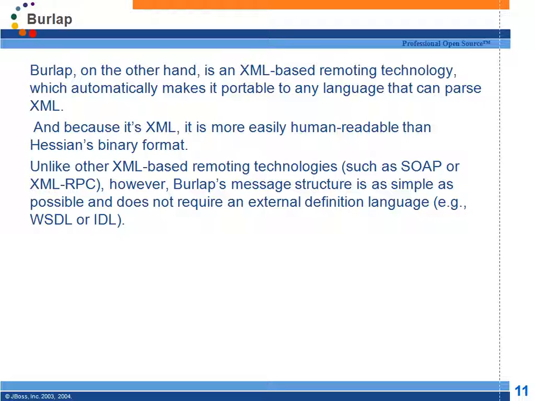Burlap, on the other hand, is an XML based remoting technology. It will exchange messages between client and server using XML, which automatically makes it portable to any language. So if you have exposed your remote object in Java, a C++ client can also access it. And because it's XML, it is more human readable than the Hessian binary format. In the Hessian solution, it was a binary message. In Burlap, the messages are XML, so it is human readable.